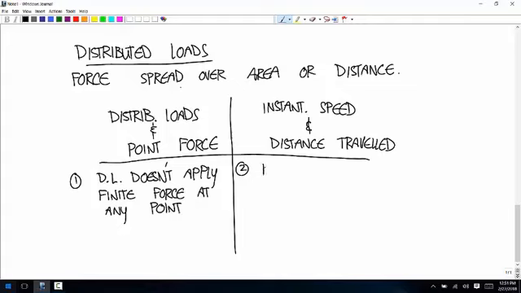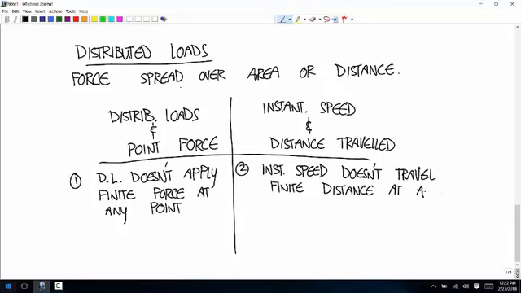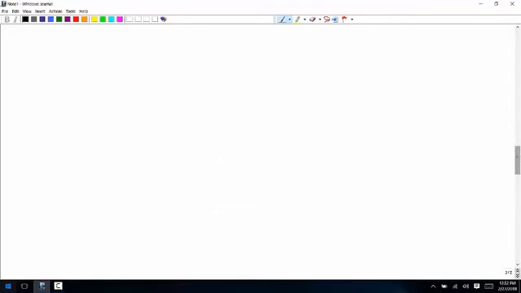So an instantaneous speed doesn't travel any finite distance at a single instant. Sorry, let's make this number 1. These are all supposed to be sort of comparisons between the two.